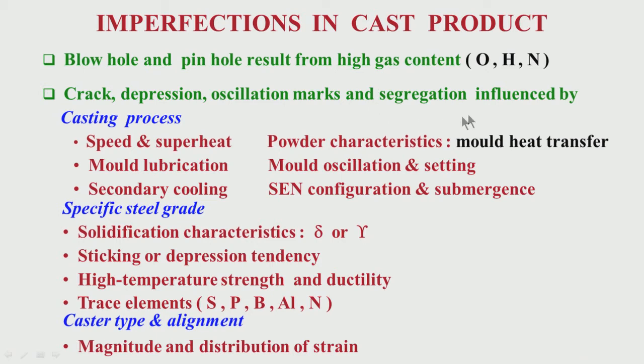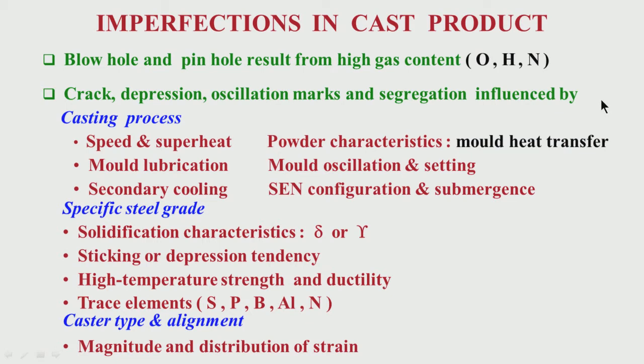Then another important issue which is directly related to the quality of the cast product is segregation. Now, what is segregation? This again I will be discussing in detail. Segregation of alloying elements, of solutes. In iron we have carbon, we may have manganese, silicon, phosphorus, sulfur, oxygen, hydrogen, nitrogen, all are solutes. All solutes will segregate during solidification.